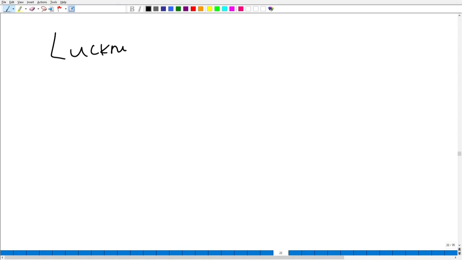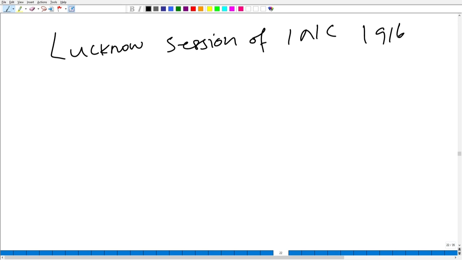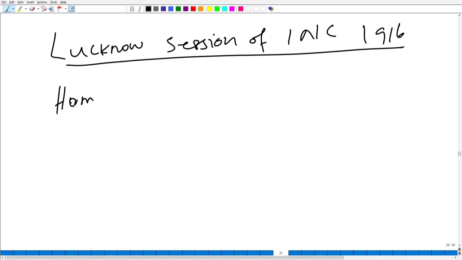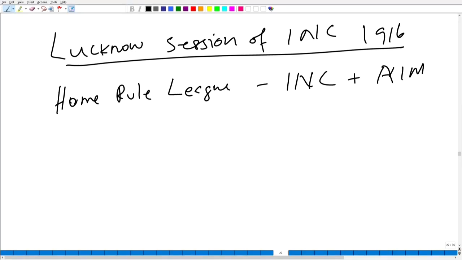In the Lucknow session of the Indian National Congress, the Home Rule League joined with the Indian National Congress. You have been told that they were also joined by the All India Muslim League. The importance of the Lucknow session was that the moderates joined with the extremists, and they were also joined by the Home Rule Leaguers in 1916.